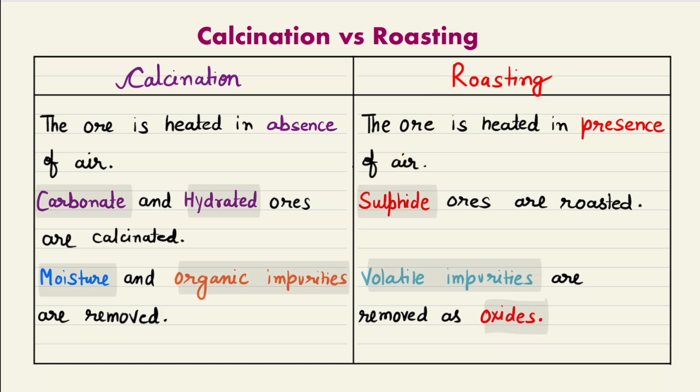In the third point of difference, we are going to discuss that during calcination, moisture and organic impurities are removed, while during roasting, volatile impurities are removed as oxides. The word volatile means any substance which has a tendency to vaporize easily and quickly.